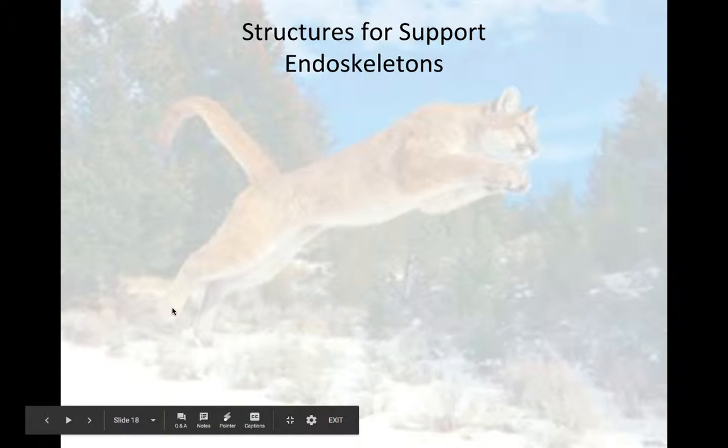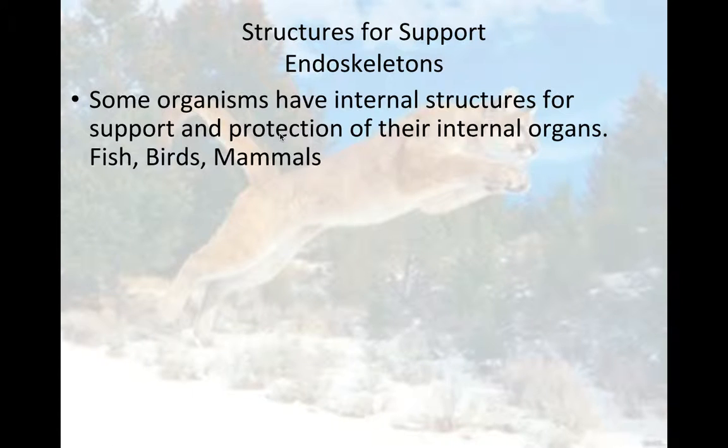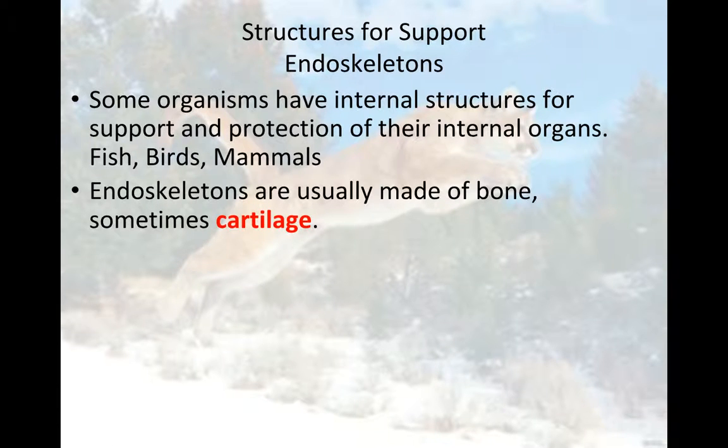That's you guys. That's us. That's most animals that you know and love. Endo, inside. We've talked about this with endothermic. We know this word here. So endo, some organisms have internal structures for support and protection of their internal organs. So we've got fish, birds, mammals, reptiles, amphibians. All these guys have internal skeletons. If you look in our classroom, we have lots of endoskeletons there for you to play around with. Endoskeletons are usually made up of bone, sometimes cartilage.